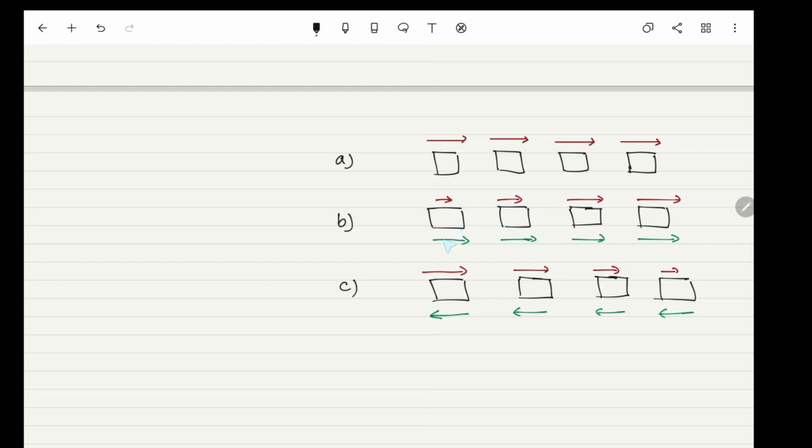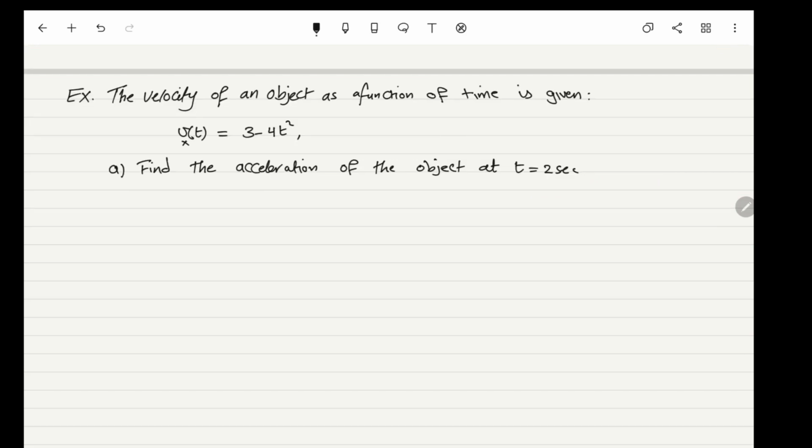So it means the car is moving with constant acceleration, as in case B here. In case C here, the velocity of the car is decreasing. Look at the red arrow here. As a result, for this one, the car is decelerating with constant deceleration.